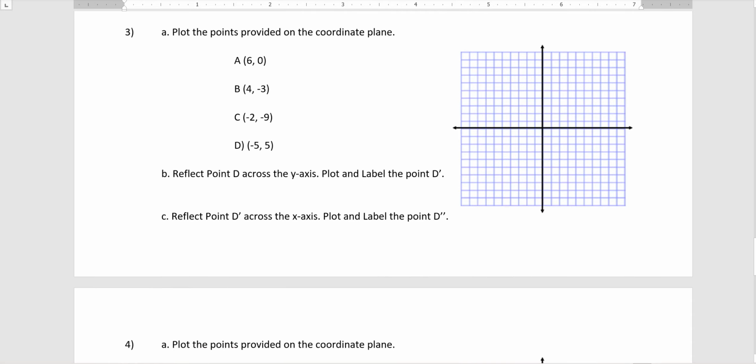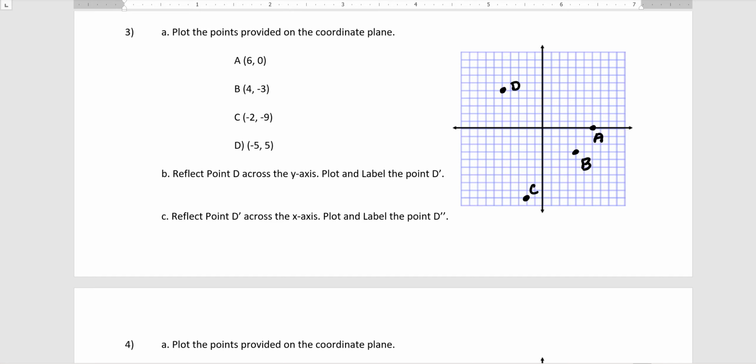All right, let's check how we did. So point A is 6, 0, so I'd go right 6. 5, 6, that's right here, point A. Now B is 4, negative 3, so I'd go right 4 and then down 3. That's B. C is negative 2, negative 9, so I'd go left 2, down 9. That'd put me right here. And D is negative 5, 5, so I'd go left 5 and then up 5, which I believe will place me right here. So that's point D. Let's see what it asks us to do.